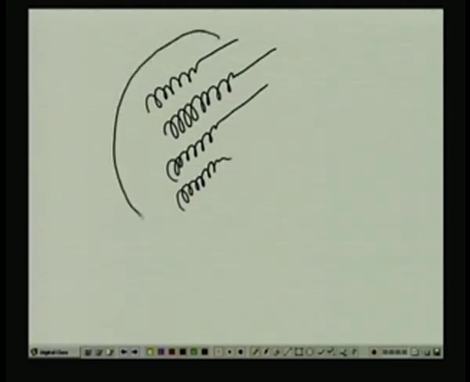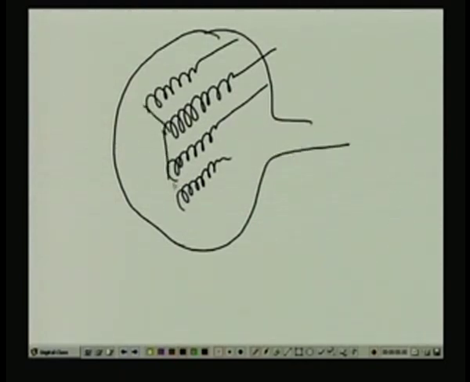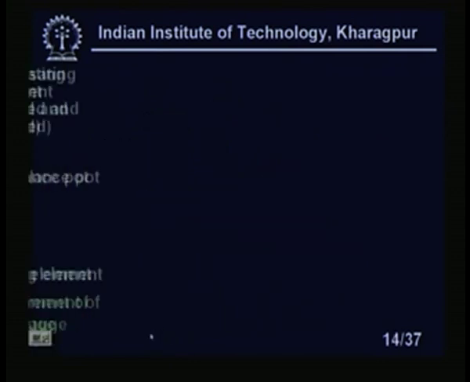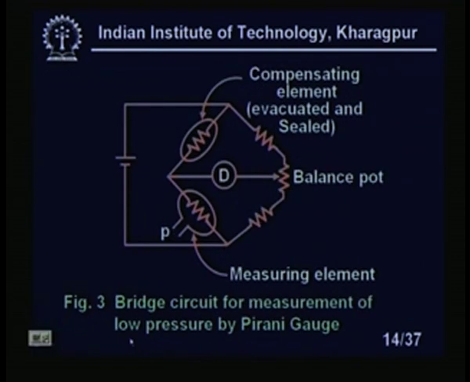These wires are placed in a vessel. The wires cannot suspend like this; there must be some arrangement by which they are held inside this chamber, right. Let us go back again. So, this is a schematic of the Pirani gauge. Now, see, this bridge circuit is actually used for measurement of low pressure by the Pirani gauge.